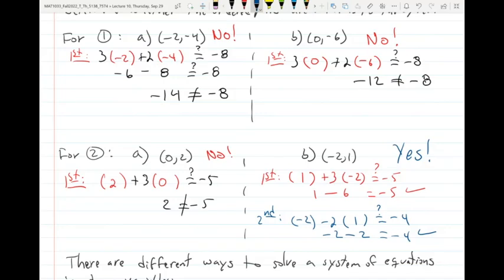So again, this is the kind of stuff that we're looking for. Given a system, we are looking for a point so that when you plug it into each equation, it works. It gives you a true statement.